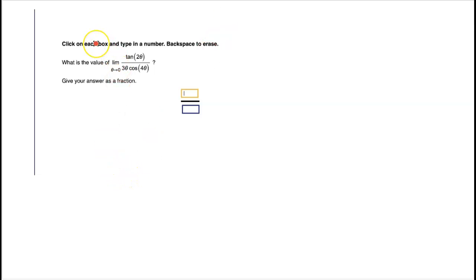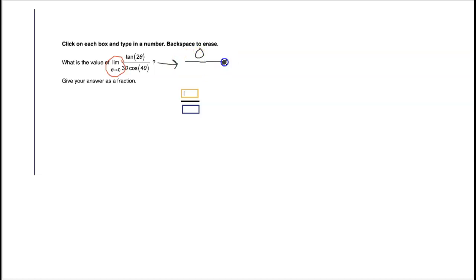What is the value of this? This is a limit as theta goes to 0 of a fraction. So the first thing that comes to my mind is L'Hopital's rule. So I'm looking for the 0 over 0 or infinity over infinity. So when I take the limit, what do I get? The tangent of put in 0 is 0.